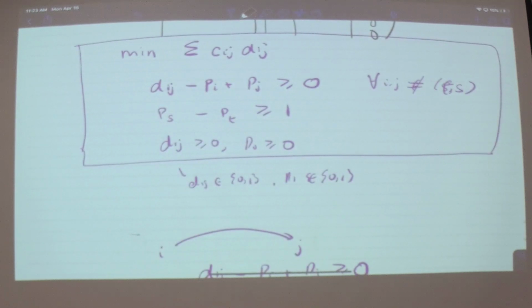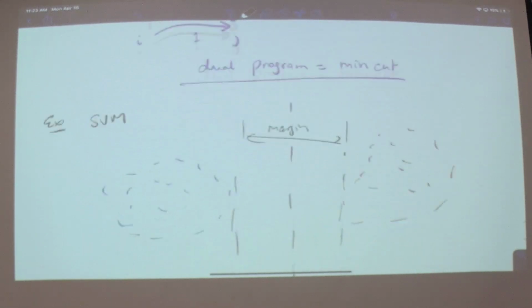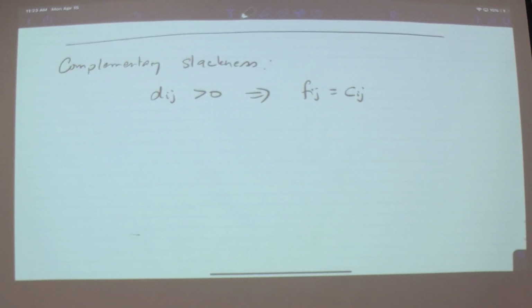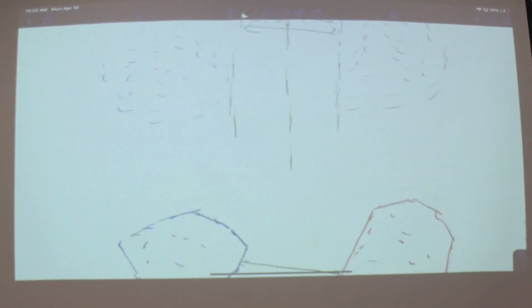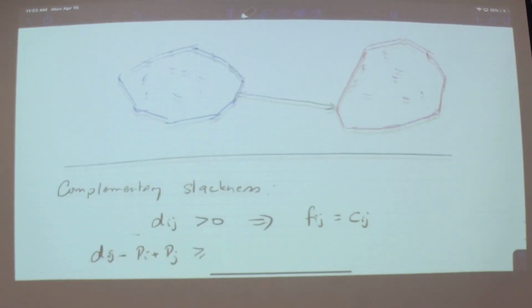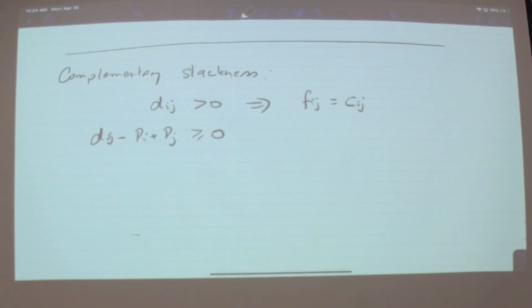Okay, yeah. So let's look at this the other way around now. Let's look at this dual inequality. Before, I was looking at a primal inequality and a dual variable. Now let's look at this dual inequality associated with the primal variable Fij.